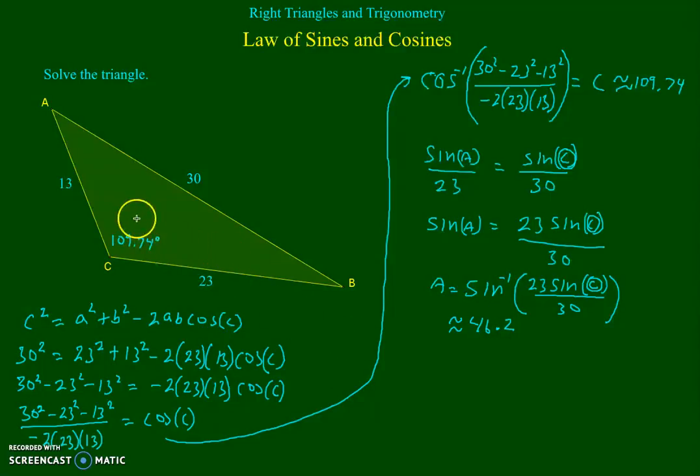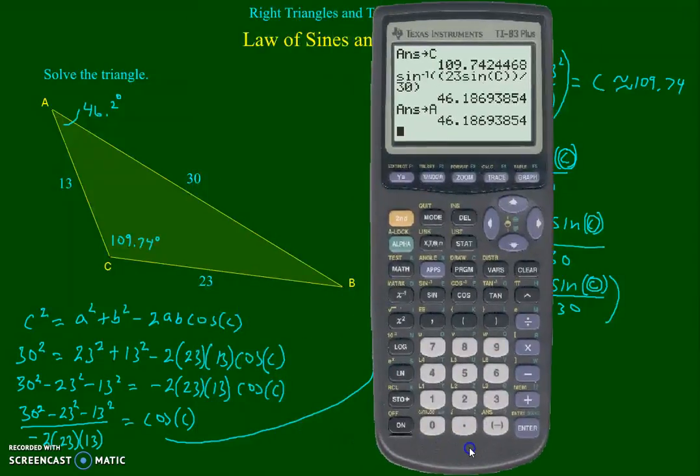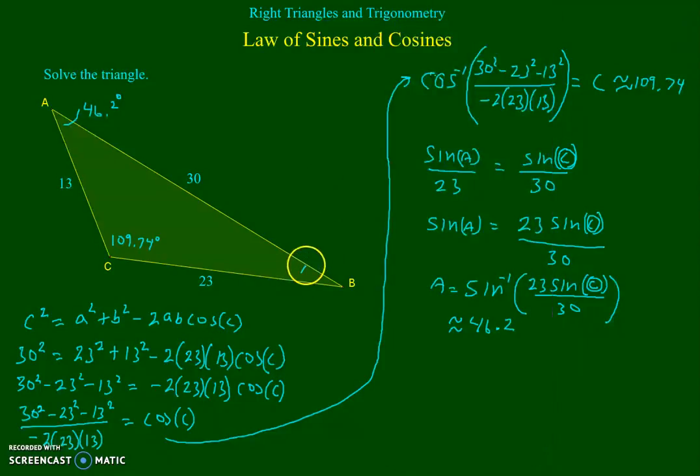All right, so that gives us angle A, 46.2 degrees. And now, actually we do need it. It's a good thing we stored it, because we're going to subtract these two values from 180 to get B. So again, we go back to our calculator, and we have A and C stored. So it's just a simple matter of doing 180 minus what we stored in A minus what we stored in C. And it gives us 24.1 approximately, 24.1 degrees for B.